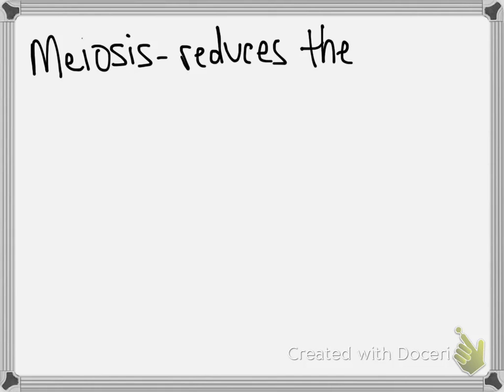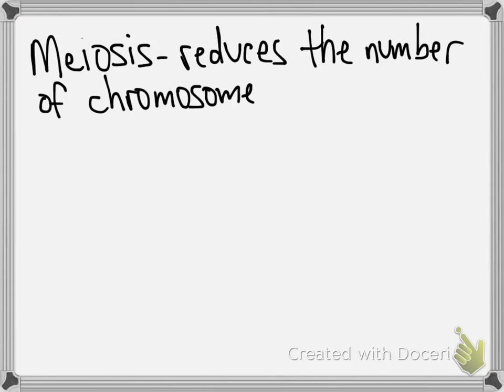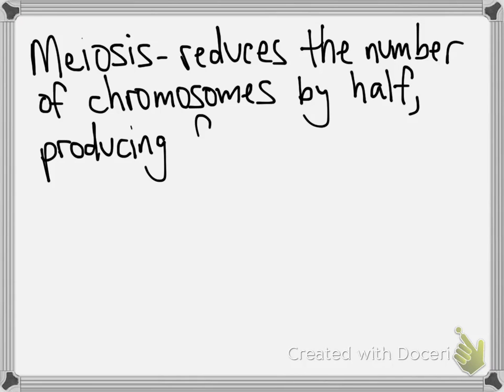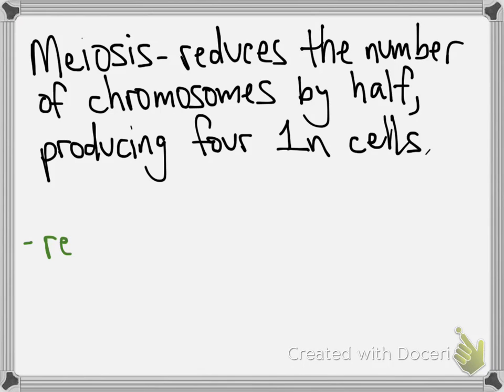Okay, what we're going to talk about today is the process of meiosis. And if you remember from yesterday, our definition of meiosis is when we want to reduce the number of chromosomes in a cell by half, producing 4 1N or 4 haploid cells.